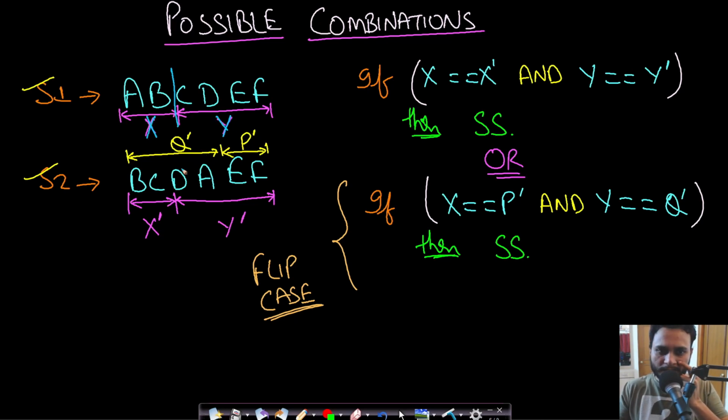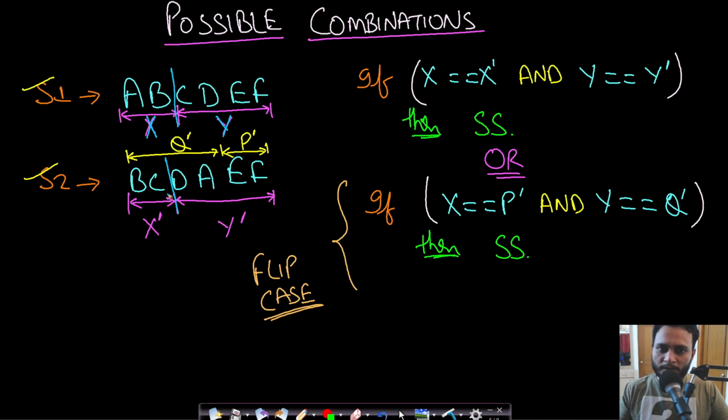Now for string S2 as well, we can divide it into two parts. We can divide it in the same order, since the length of the given two strings will be the same, as mentioned in the question. So we will be dividing at the same position. We will try to divide it between C and D in this case, because the length on the left and the right should be the same.